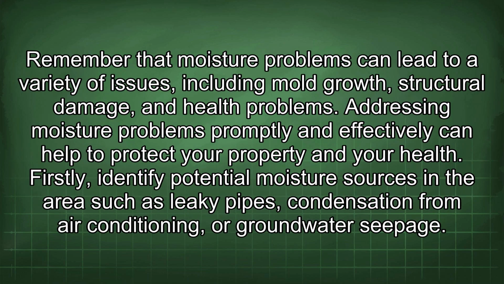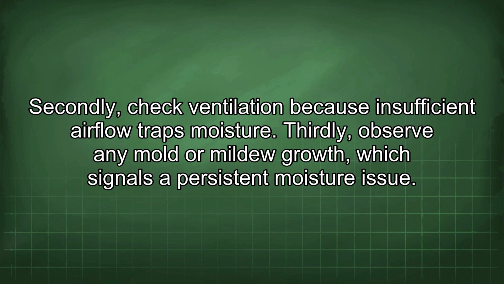Remember that moisture problems can lead to a variety of issues, including mold growth, structural damage, and health problems. Addressing moisture problems promptly and effectively can help to protect your property and your health. Firstly, identify potential moisture sources in the areas such as leaky pipes, condensation from air conditioning, or groundwater seepage. Secondly, check ventilation because insufficient airflow traps moisture. Thirdly, observe any mold or mildew growth, which signals a persistent moisture issue.